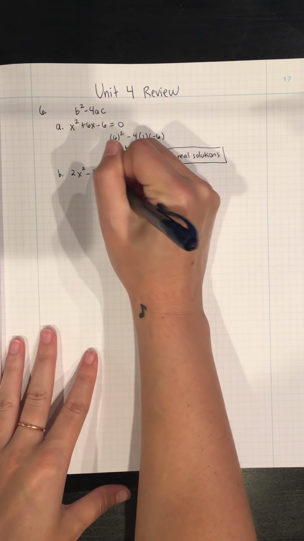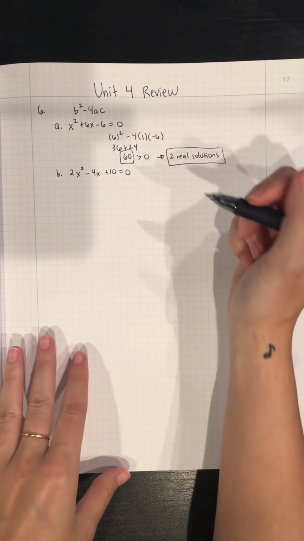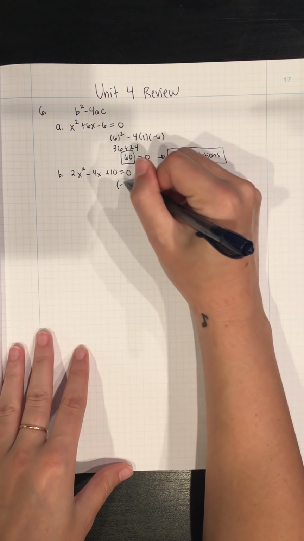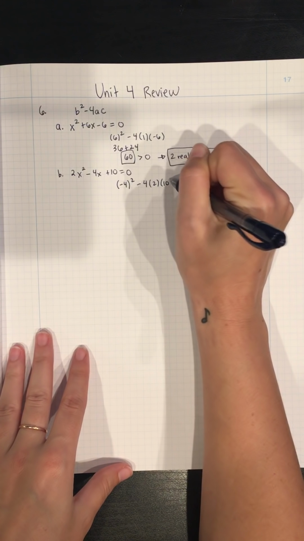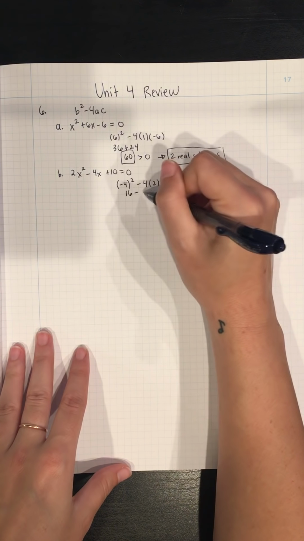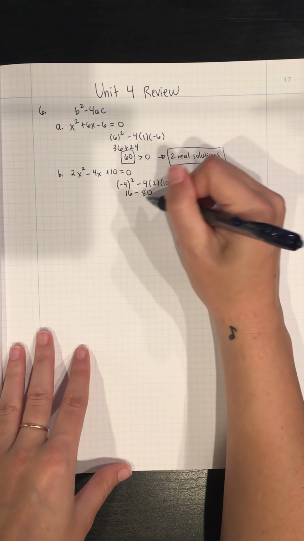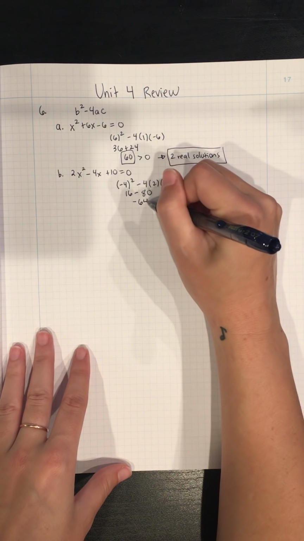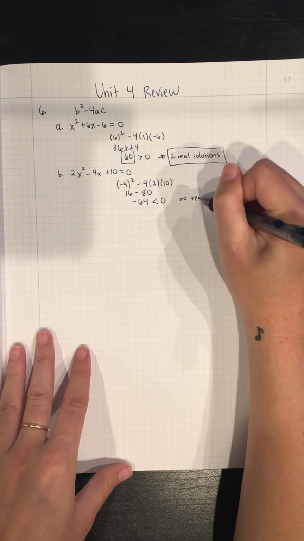2x squared minus 4x plus 10 equals 0. Okay, so for b squared minus 4ac, we would do negative 4 squared minus 4 times 2 times 10. That's 16 minus 80. So that's negative 64, which is less than 0, so that means no real solutions.